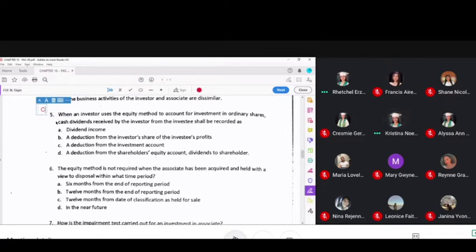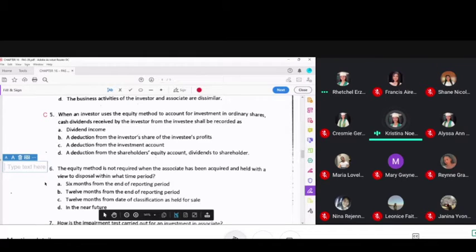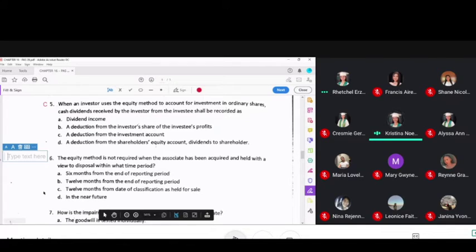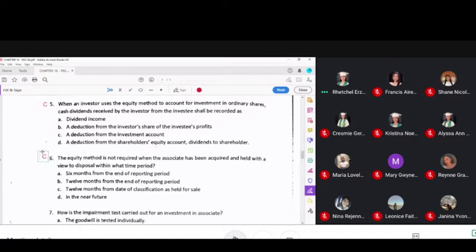Number 6. The equity method is not required when the associate has been acquired and held with a view to disposal within what time period? Our answer, sir, is C. 12 months from the date of classification as held for sale. Since it is already classified as held for sale, it will now conform to IFRS 5. Okay, so that's correct. You would be able to answer this by applying the provisions in PFRS 5. Next.